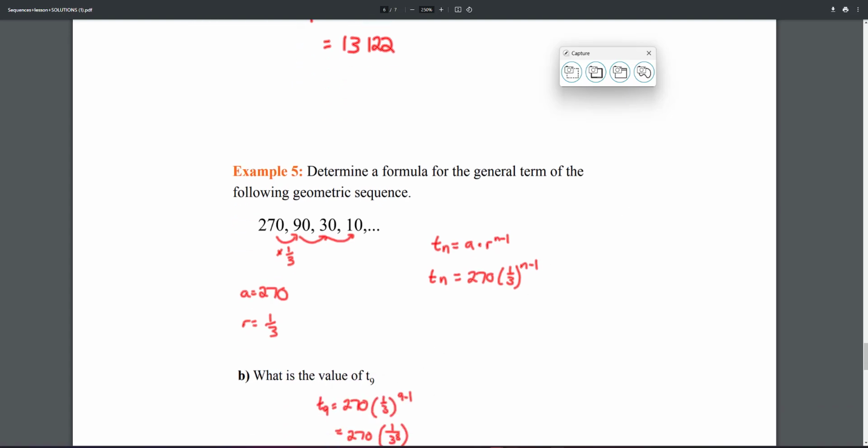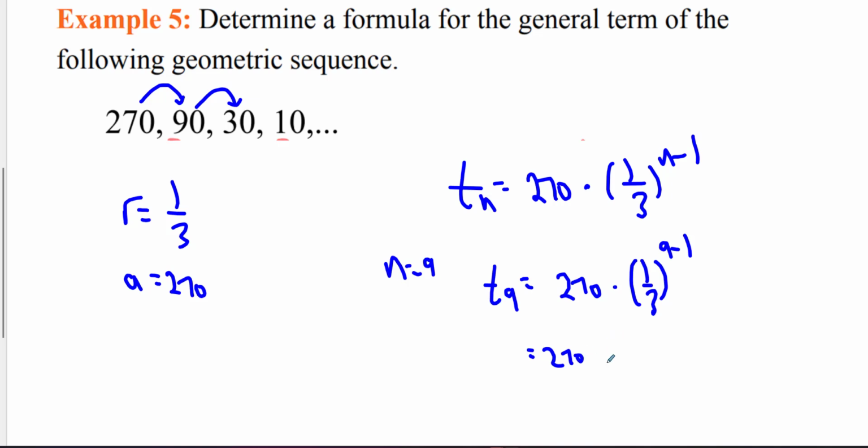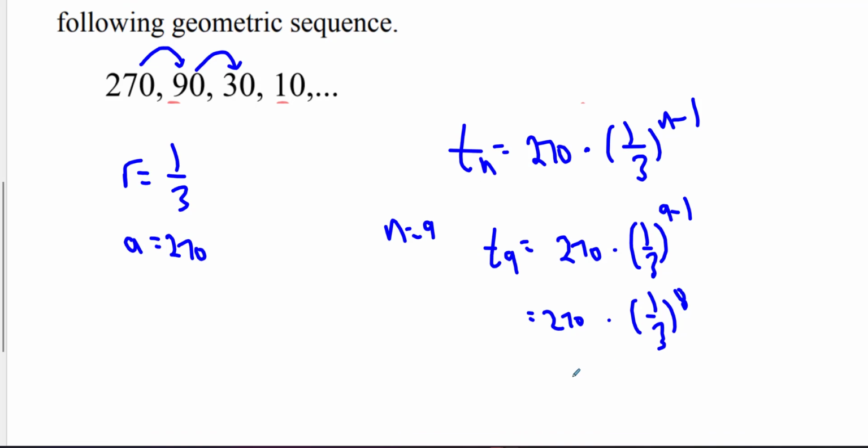So what's my 9th term? The 9th term, remember, just means that n is 9. So T9 is equal to 270 times 1/3 to the power of 9 minus 1, which is 270 times 1/3 to the power of 8. And it's going to be very similar in that, let me see, 1/3 to the power of 8 times 270, and I got a decimal answer because I'm using my phone.